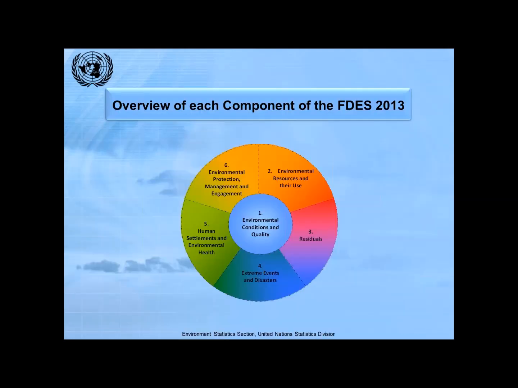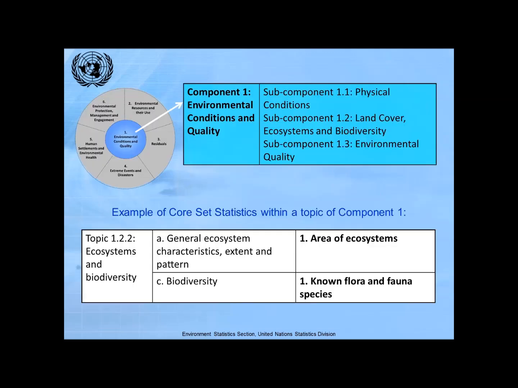I will now briefly speak to each of the components. So this is an example of the first component, the environmental conditions and quality, which has 3 subcomponents: the physical conditions, land cover, ecosystems and biodiversity, and environmental quality. And here we give an example of core set statistics. So if you go to topic 1.2.2 under land cover, ecosystems and biodiversity, this is focusing on ecosystems and biodiversity.